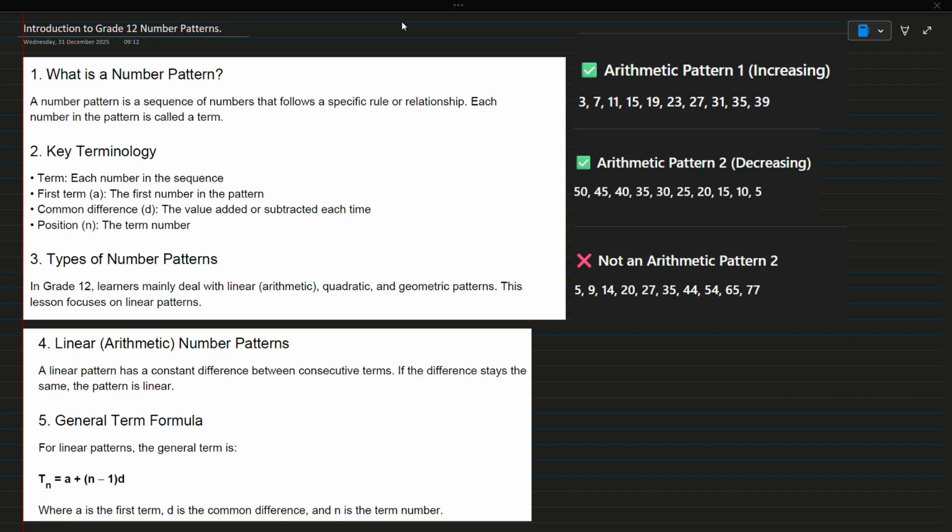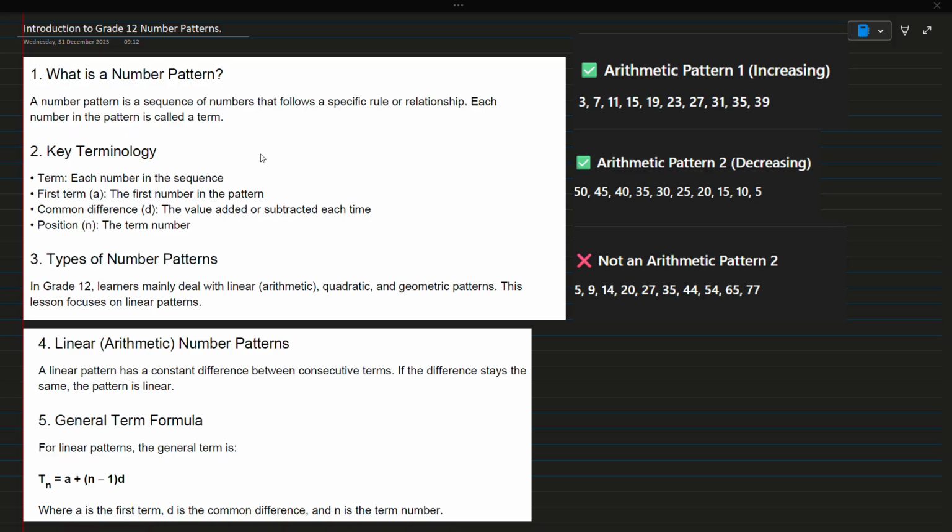Everyone, this is our first video, and in today's video we're going to be looking at arithmetic, or what we call linear number patterns. So, firstly, you need to know what a number pattern is. A number pattern is just a sequence of numbers that follow a certain pattern. If we read this, it says a number pattern is a sequence of numbers that follows a specific rule or relationship. Each number in the pattern is called a term.